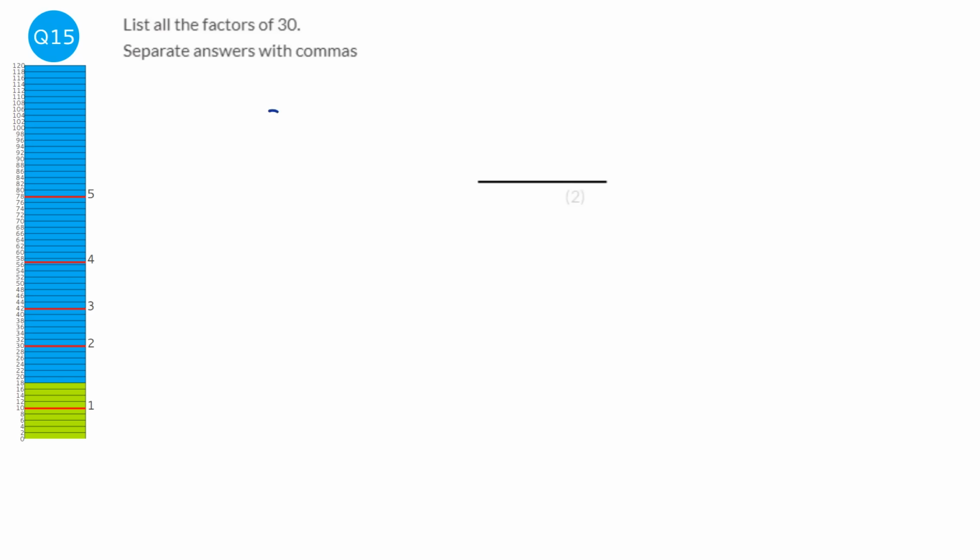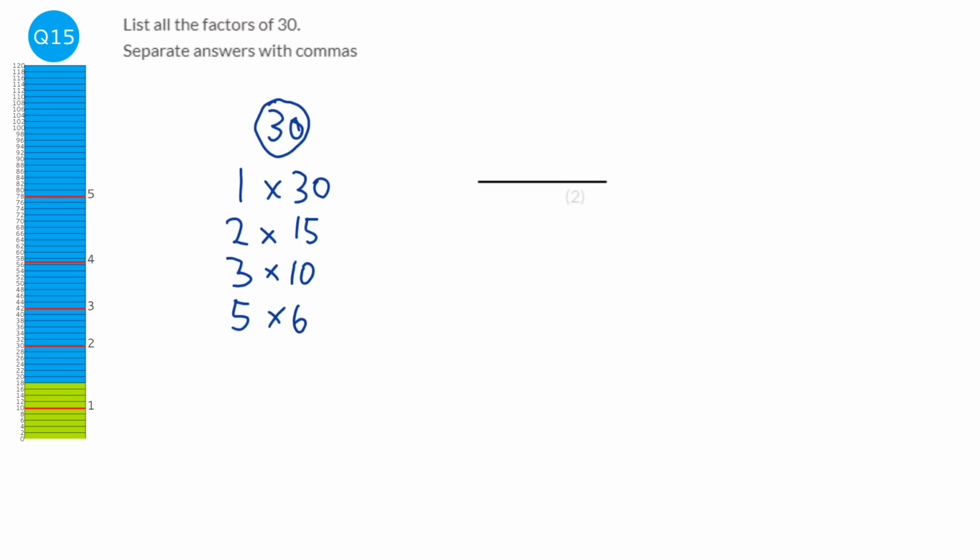To find the factors of 30, we're just going to write down all the factor pairs, or all the pairs of numbers that multiply together to make 30. So 1 times 30 is 30, 2 times 15, 3 times 10. Now 4 doesn't go because 30 is not in the 4 times table. 5 times 6, and we notice that if we pick 6, it's just going to be 6 times 5, it's just going to be the opposite. So the factors are all the numbers that we've just written down, so it would be 1, 2, 3, 5, 6, 10, 15, and 30.